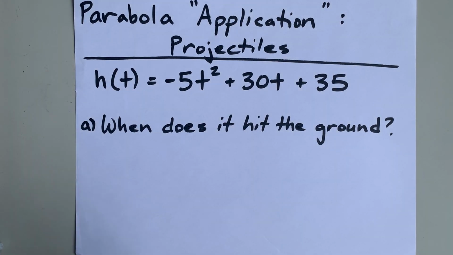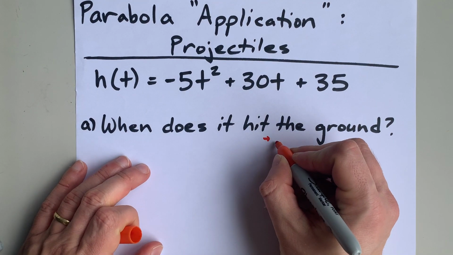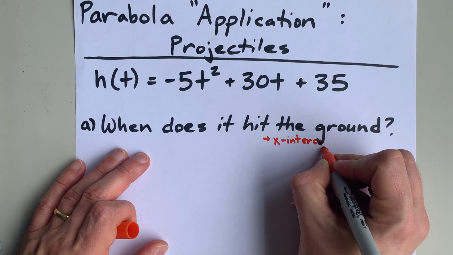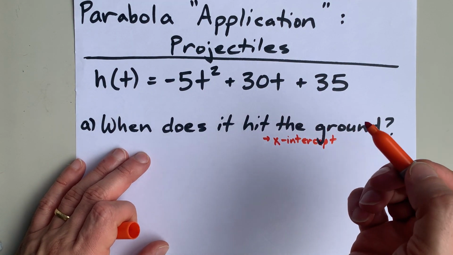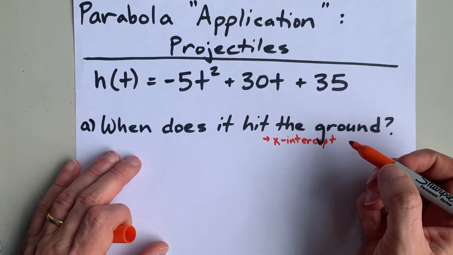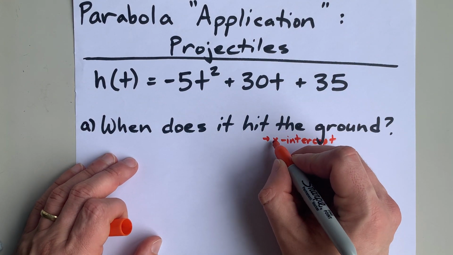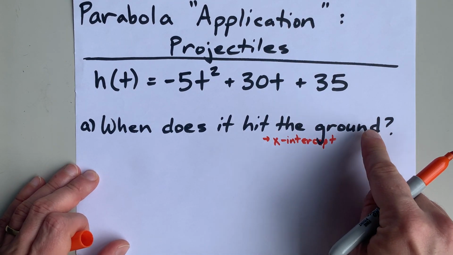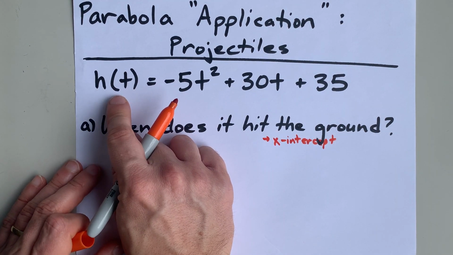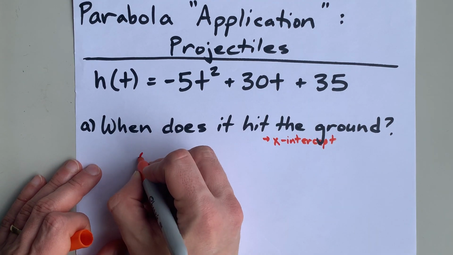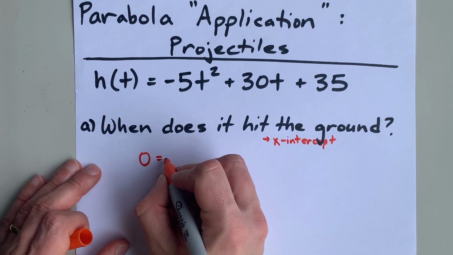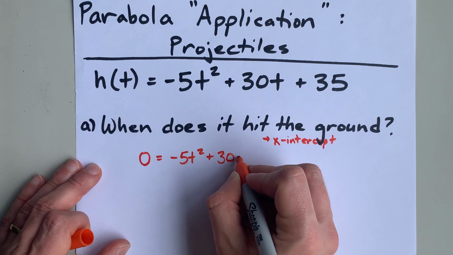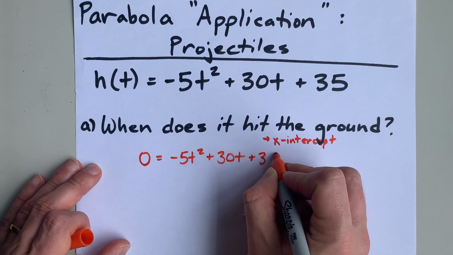When does it hit the ground is code for you finding the x-intercept. Now here it's actually t-intercept because t is my variable. So if you want to be pedantic, you can call it a t-intercept. But the ground is at a height of 0. So you're solving this equation where the height is 0. 0 equals negative 5t squared plus 30t plus 35.